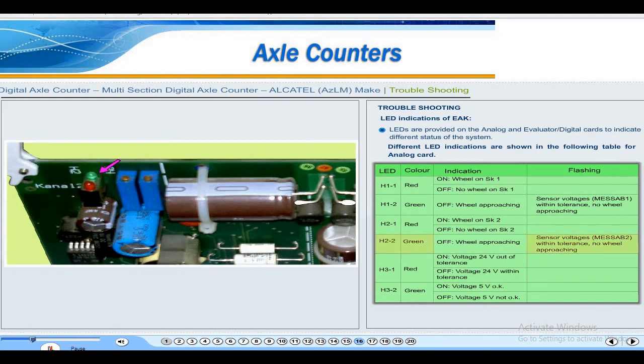H2 2 green LED normally keeps flashing, indicating that no wheel is approaching SK2. That is, mess up 2 is within tolerance limit. It goes off when a wheel approaches SK2.